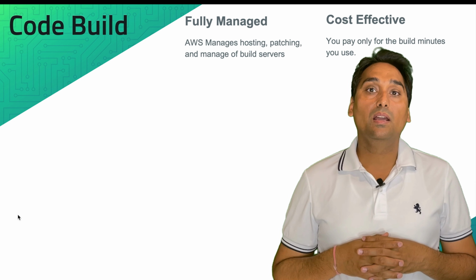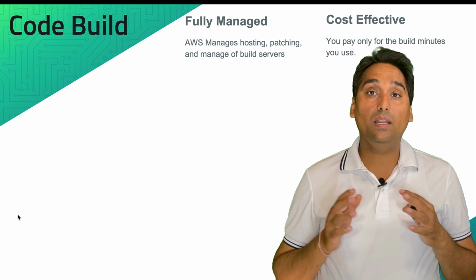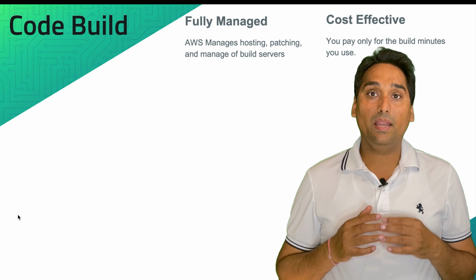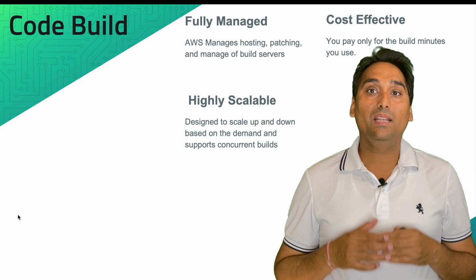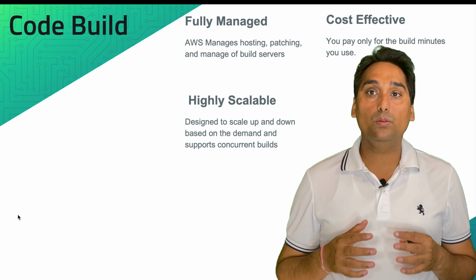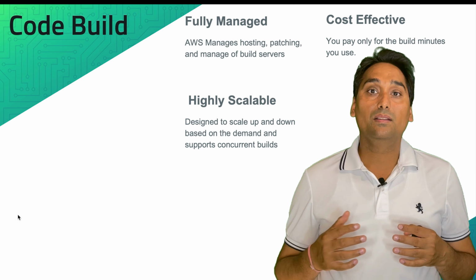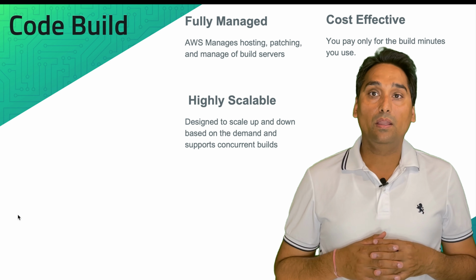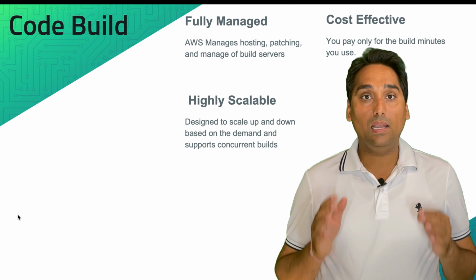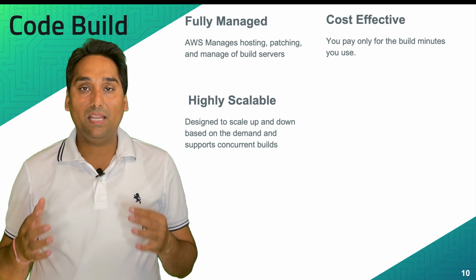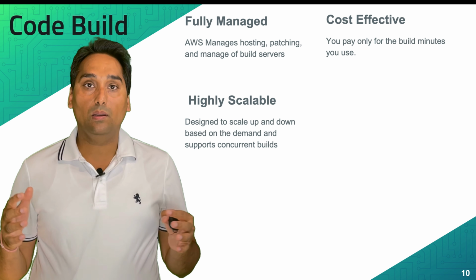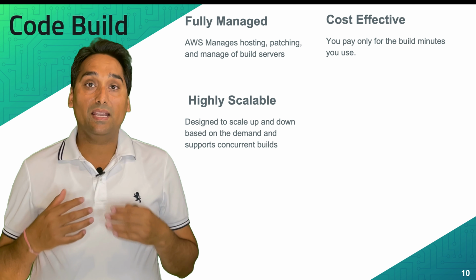Second thing is highly scalable. So AWS Code Build scales up and down automatically to meet your build volume. It immediately processes each build you submit and can run separate builds concurrently, which means your builds are not left waiting in a queue. You can continuously keep building and submit as many builds as you want. It will scale automatically.